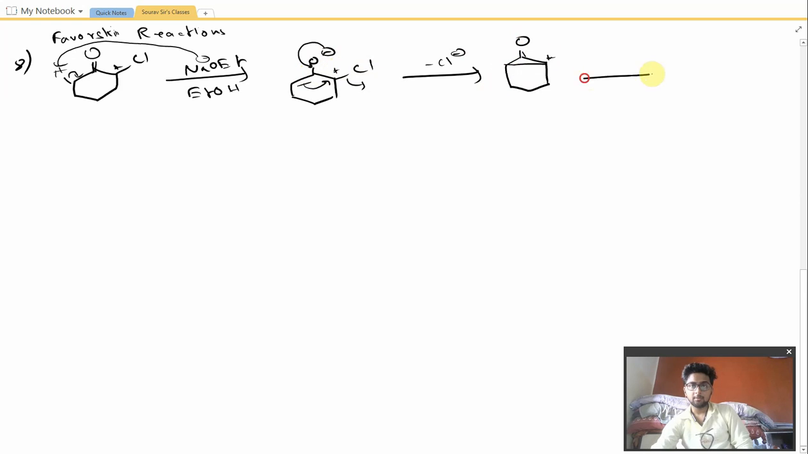Now what would happen is, if you give the ETO minus molecule over here, okay, OET minus molecule over here, this would open up. Now from both sides, the bond breaking can take place from this side and this side also. Okay, so two types of products are formed.